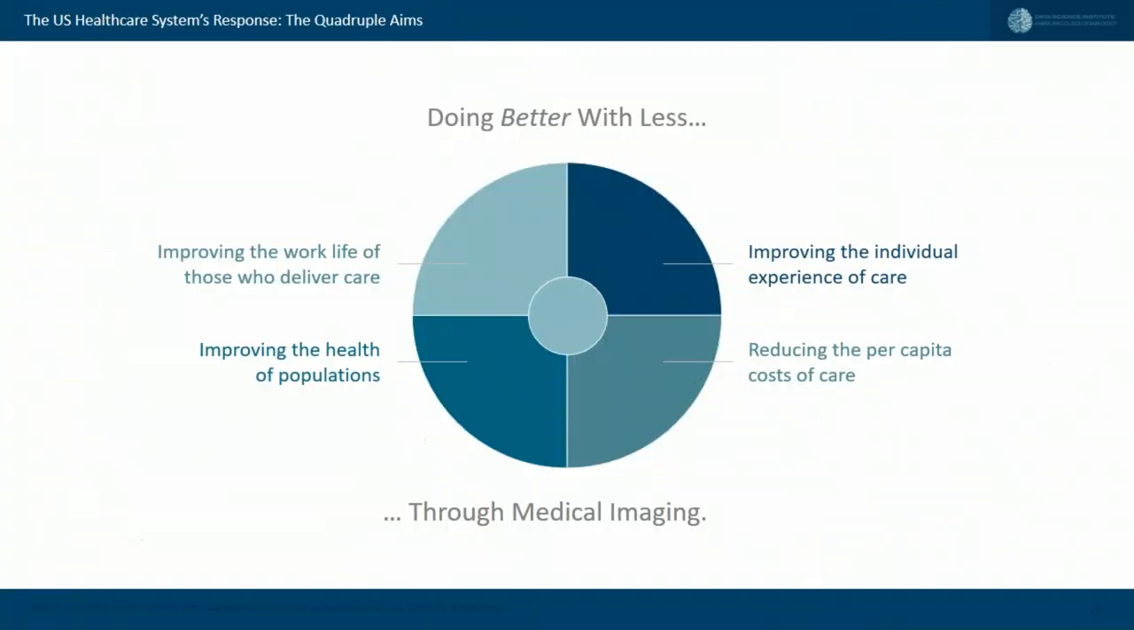And you know, we know what it is that we've challenged ourselves to do in healthcare. We want to provide a better experience of care with our patients, better population health, more cost-effective care. We've got to do that in the U.S. And we also want to protect the health and well-being of those of us who deliver care to our patients.